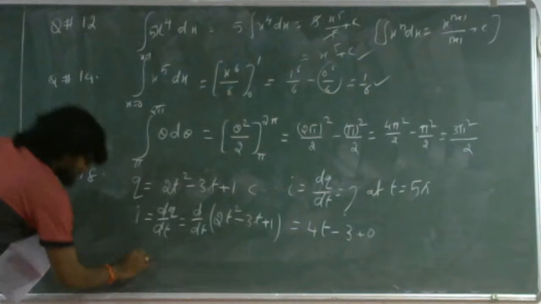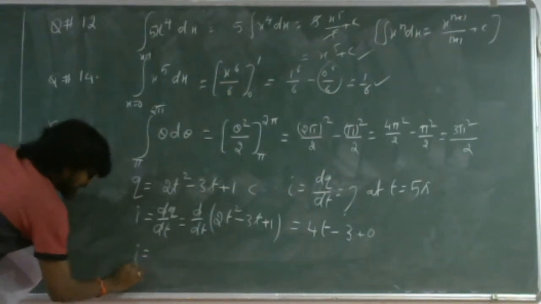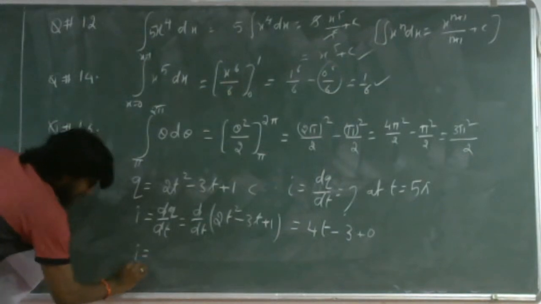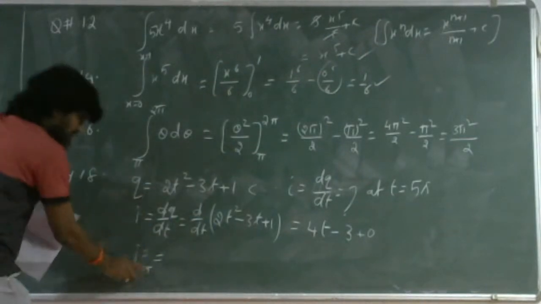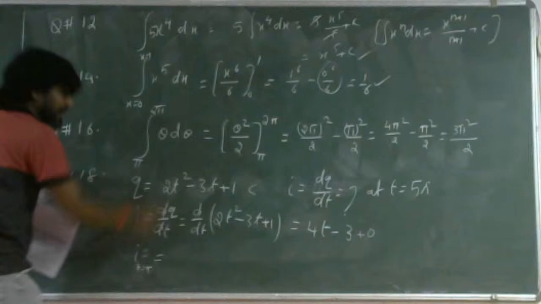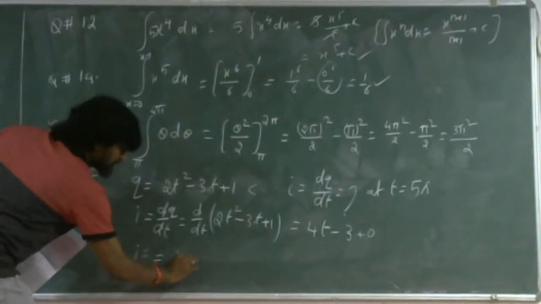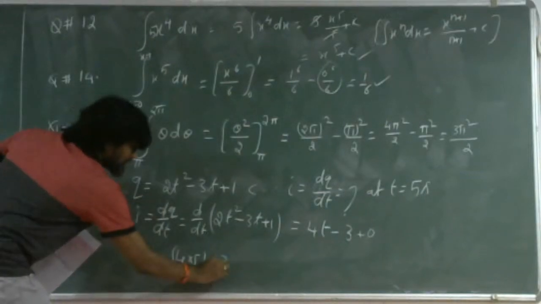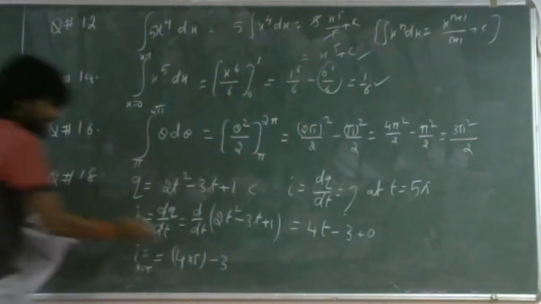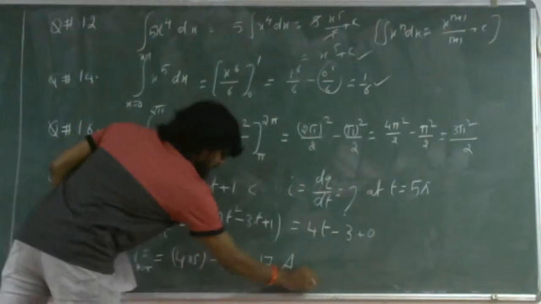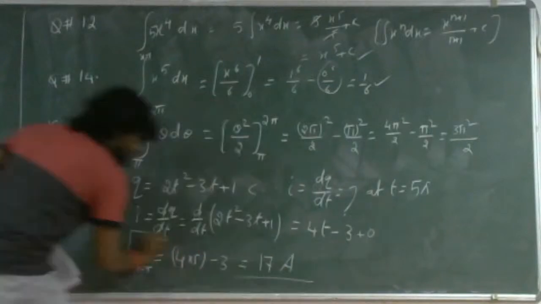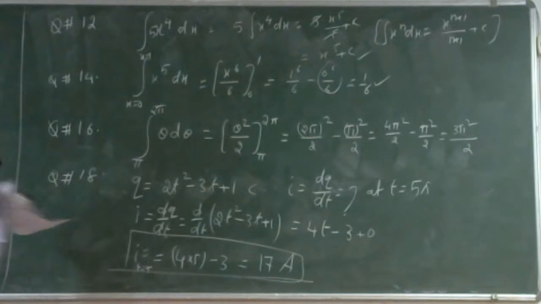So you can write the next step as I at t is equal to 5. At t is equal to 5 means in place of t substitute 5. So it is equal to 4 into 5 minus 3. What is that? 20 minus 3 is 17 ampere. So this is the current value. Got it?